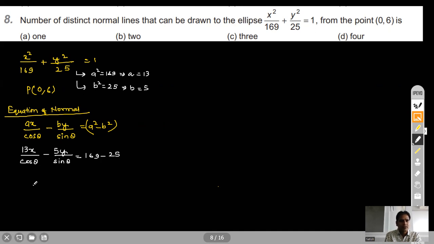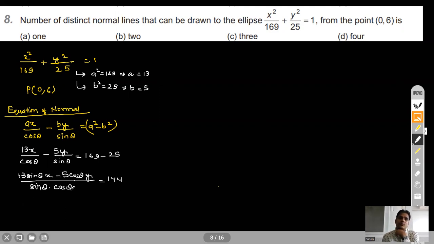Okay, so let's solve it. I'm taking LCM as sine theta cos theta. So it will be 13 sine theta x minus 5 cos theta y, and that will be equal to 169 minus 25, that will be 144, right? So it is coming out to be a trigonometric problem.